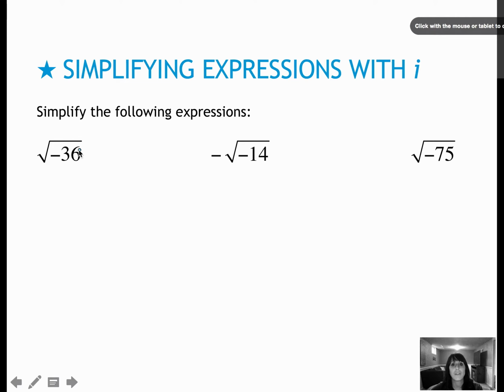Square root of negative 36, before we would just say this can't be simplified. Now we're going to simplify with an i. So the square root of 36 is 6. The negative here makes it 6i instead.